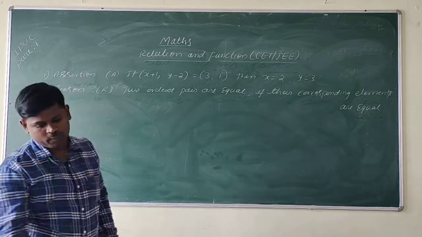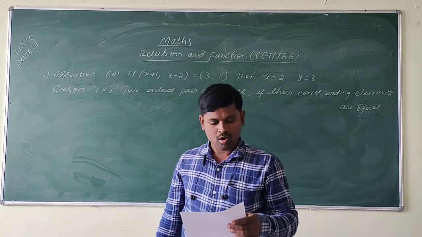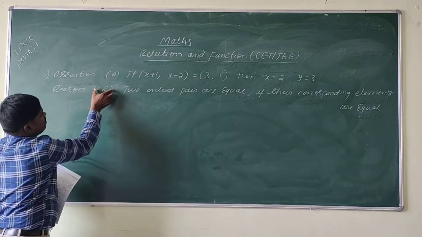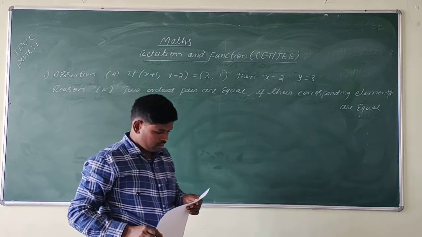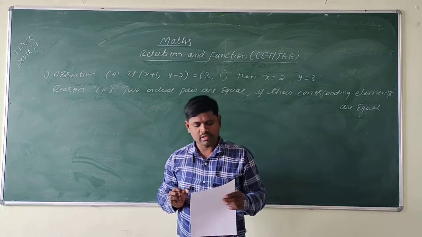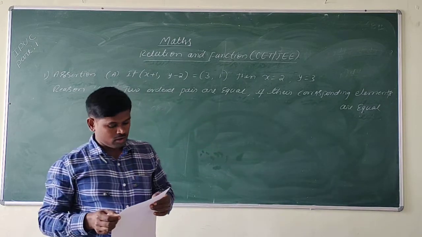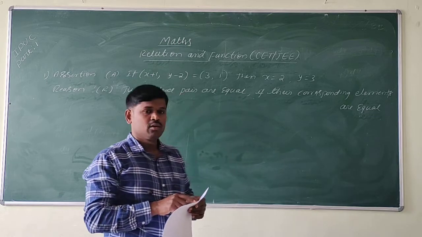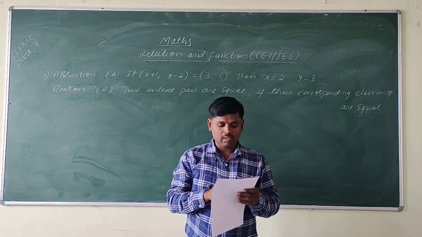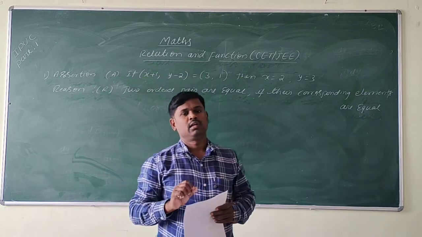So see the options. The first option is both A and R are correct, and R is the correct explanation of A. Option B is both A and R, assertion and reason, are correct, but R is not the correct explanation of A. So carefully observe the question and options also.